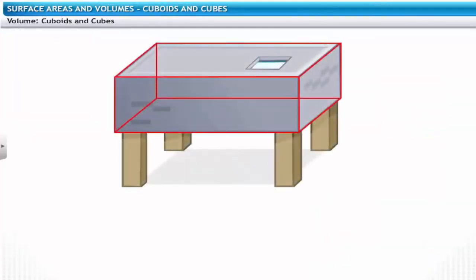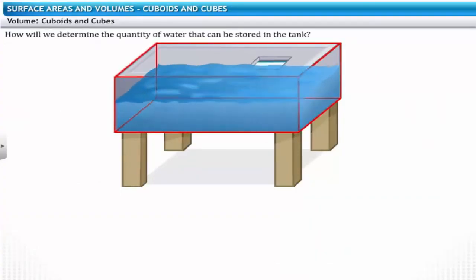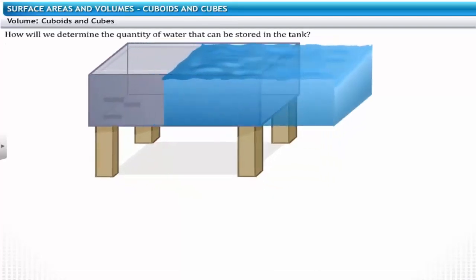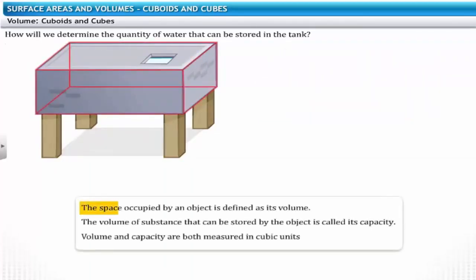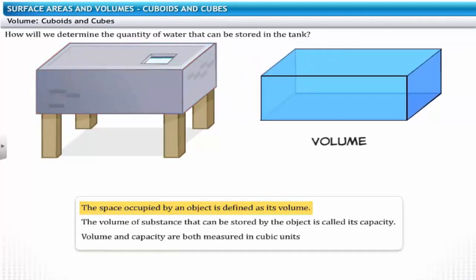Let's consider the water tank once again. How will you determine the quantity of water that can be stored in the tank? By quantity, we mean the volume or the capacity of the water tank. Let's first understand the meaning of the terms volume and capacity. The space occupied by an object is defined as its volume.